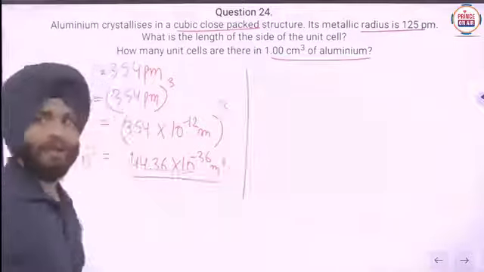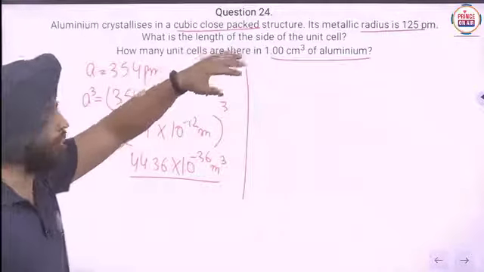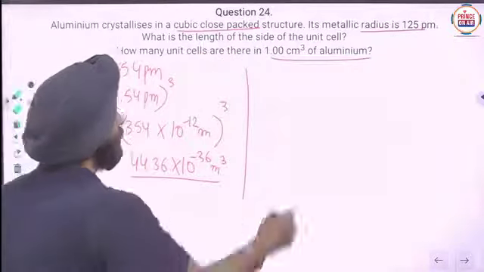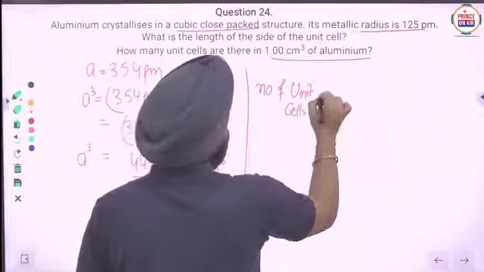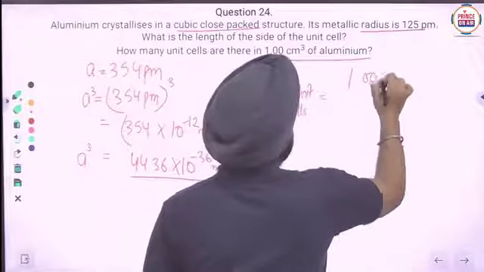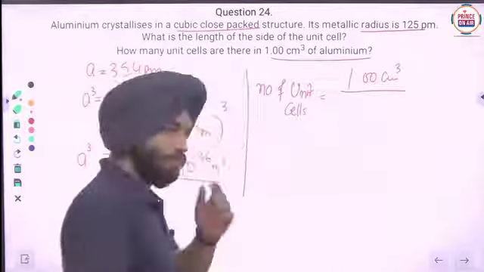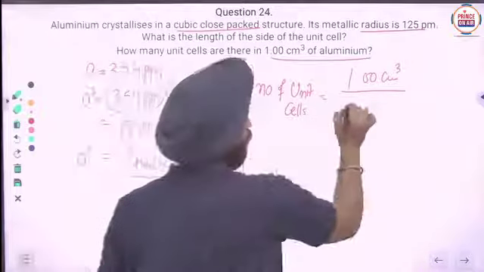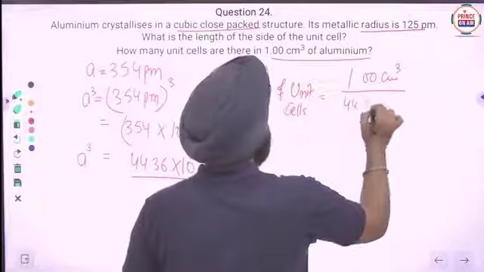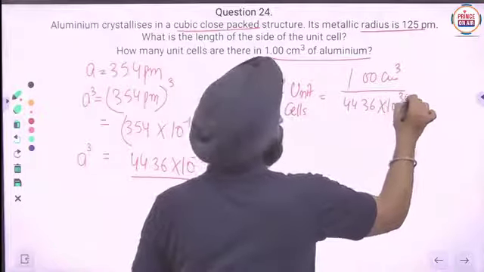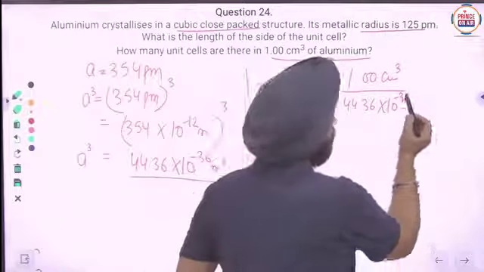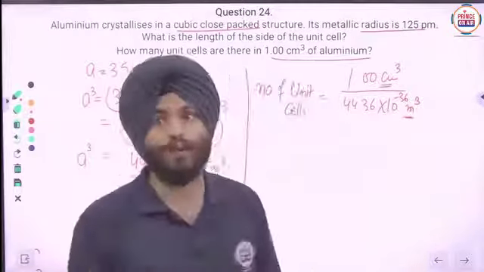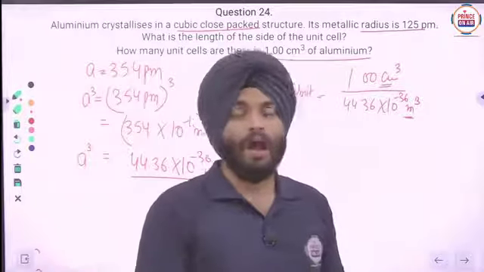Now, you have the value of the whole crystal. So, the number of unit cells will come out to be 1.00 cubic centimeter upon 44.36 into 10 raised power minus 36 cubic meter. Okay, is that the result? No, the problem is here we have cubic meter, but there we have cubic centimeter. So, we have to convert that cubic centimeter into cubic meter. How can we convert?